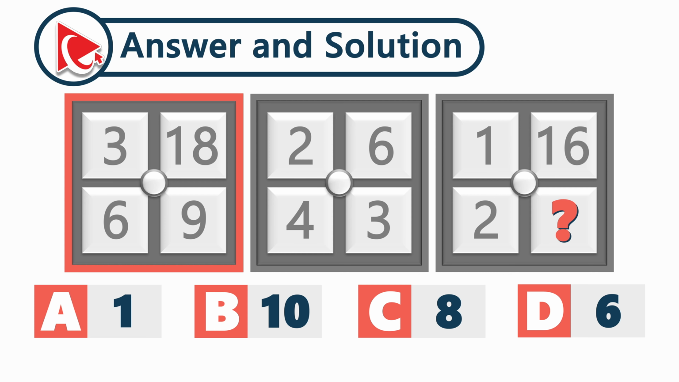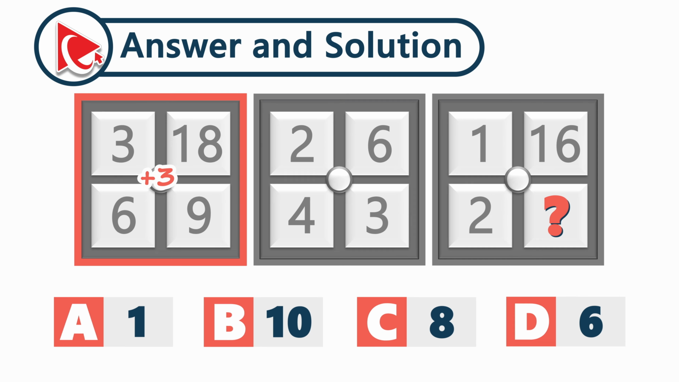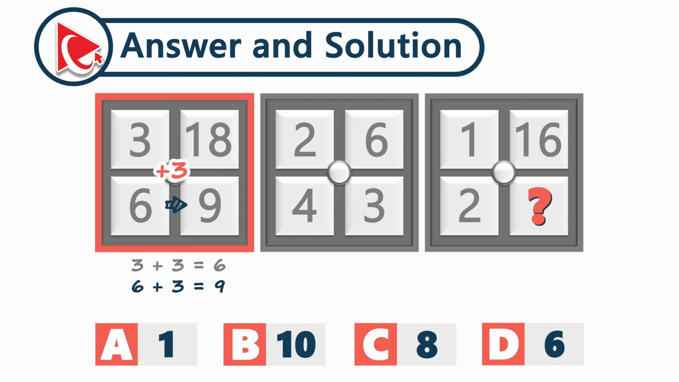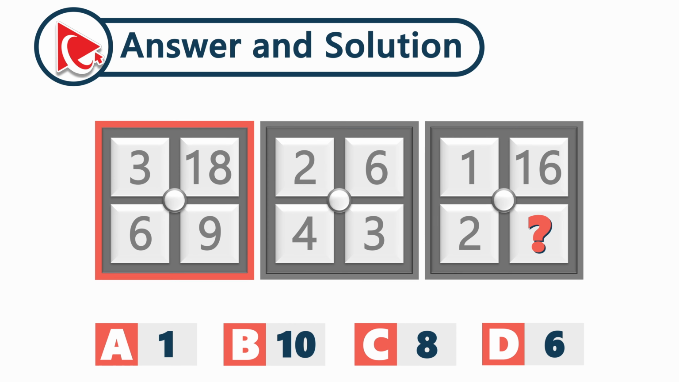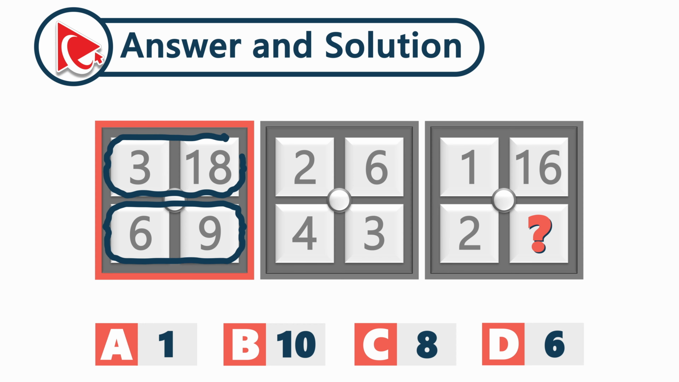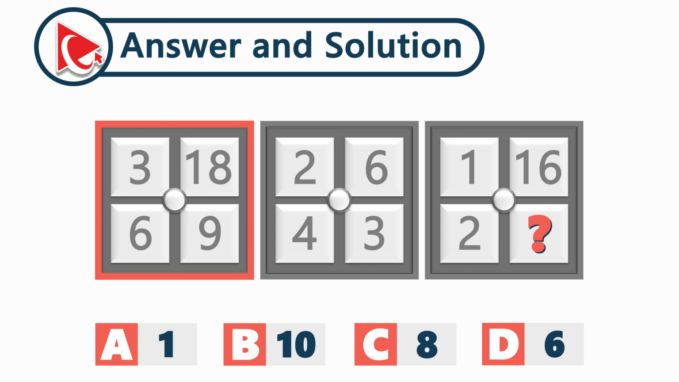You might start thinking that numbers increment by 3. 3 plus 3 equals 6, 6 plus 3 equals 9. But then the pattern breaks. Alternative way to look at the numbers is by looking at the row. 3 and 18, 6 and 9. Do you see any relationship? Probably not, because there is none.